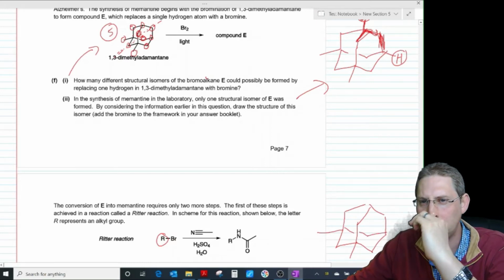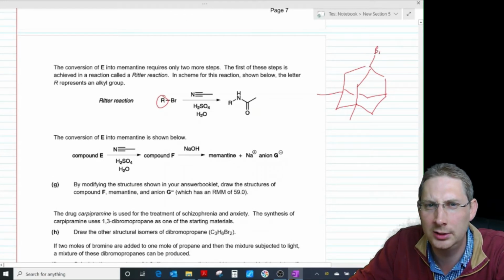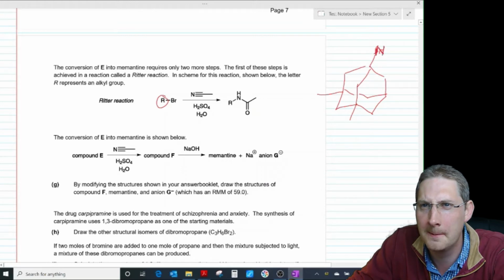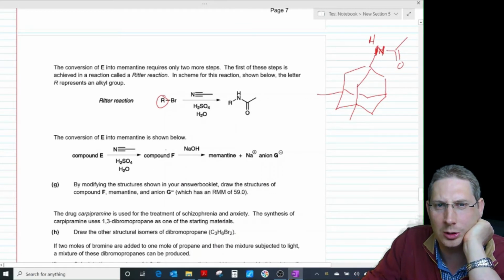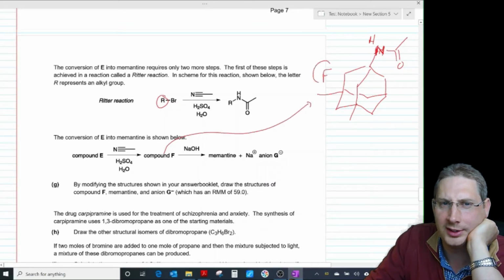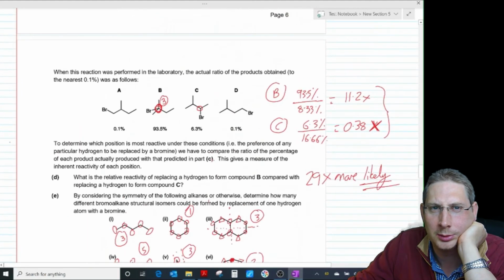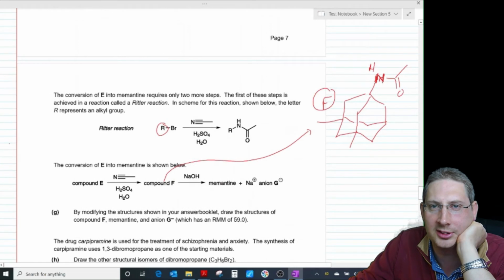So we said that this was going to be the bromine, and clearly what this does is it swaps the bromine for an NHCO group. So that is compound F there. Now memantine, are we told what memantine is? No, we don't know what the structure of memantine is, we've got no information about that.